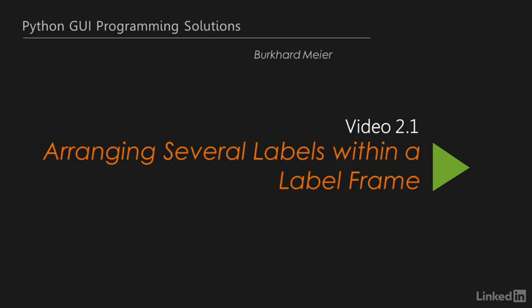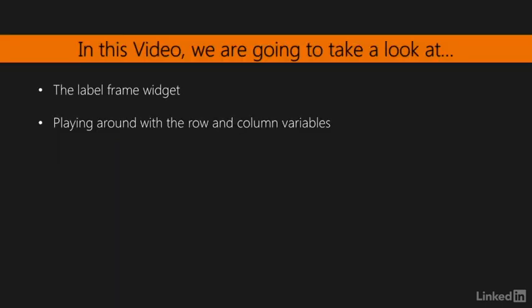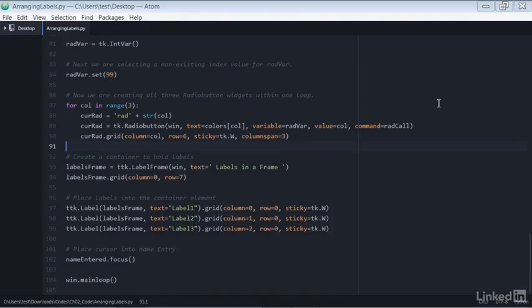Here, we will look at arranging labels within a label frame widget. We will take a look at the label frame widget and play around with the row and column variables to arrange the widgets horizontally and vertically. The label frame widget allows us to design our GUI in an organized fashion. We're still using the Grid Layout Manager as our main layout design tool. Yet, by using label frame widgets, we get much more control over our GUI design.